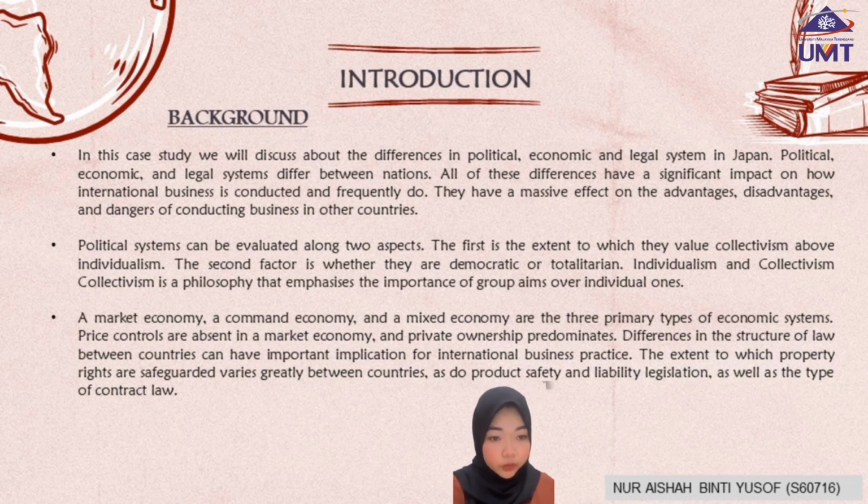A market economy, a command economy, and a mixed economy are three primary types of economic system. Price controls are absent in a market economy and private ownership predominates. In a command economy, the government owns the producing assets, private ownership is prohibited, and prices are controlled by central planners. Both a market economy and a command economy are present in a mixed economy.